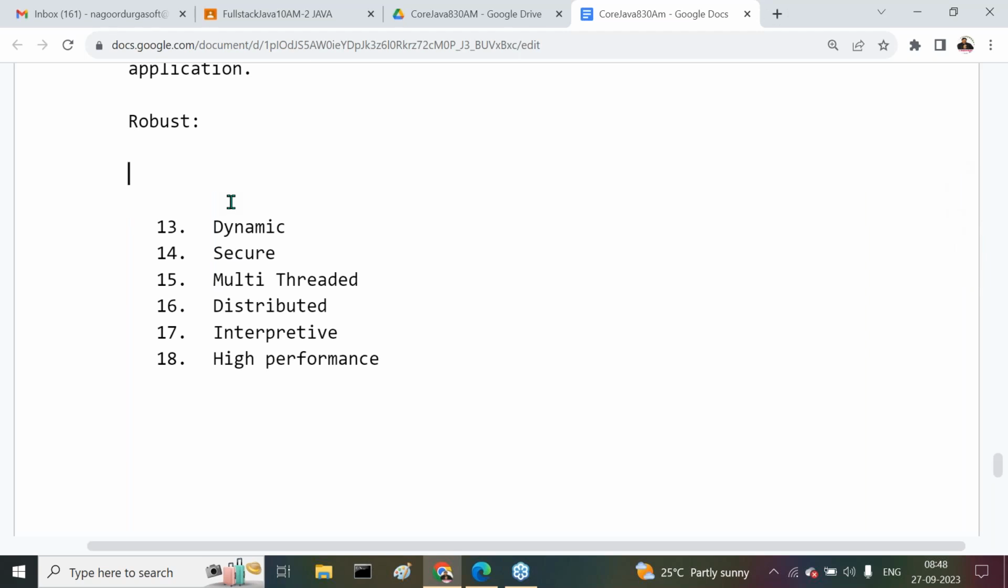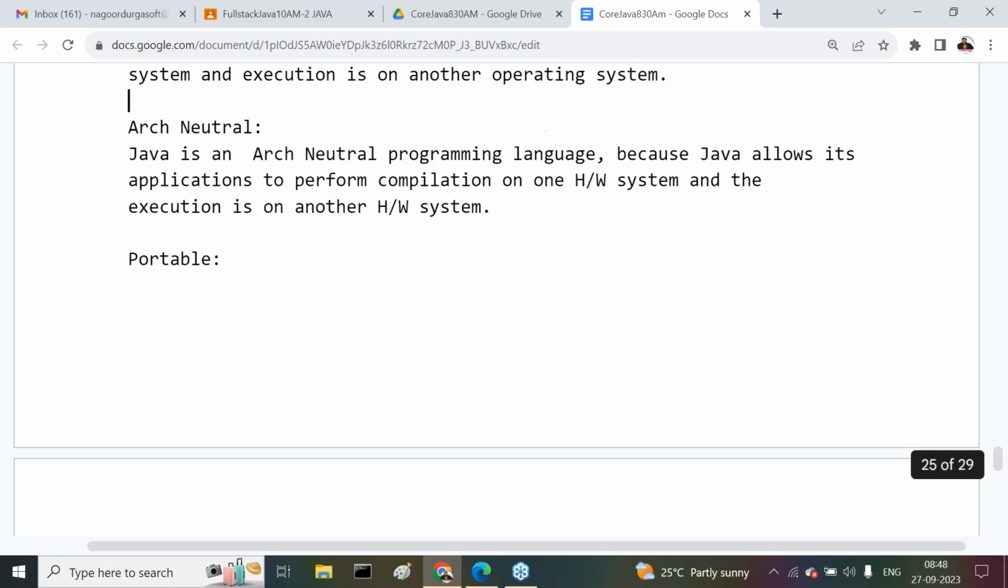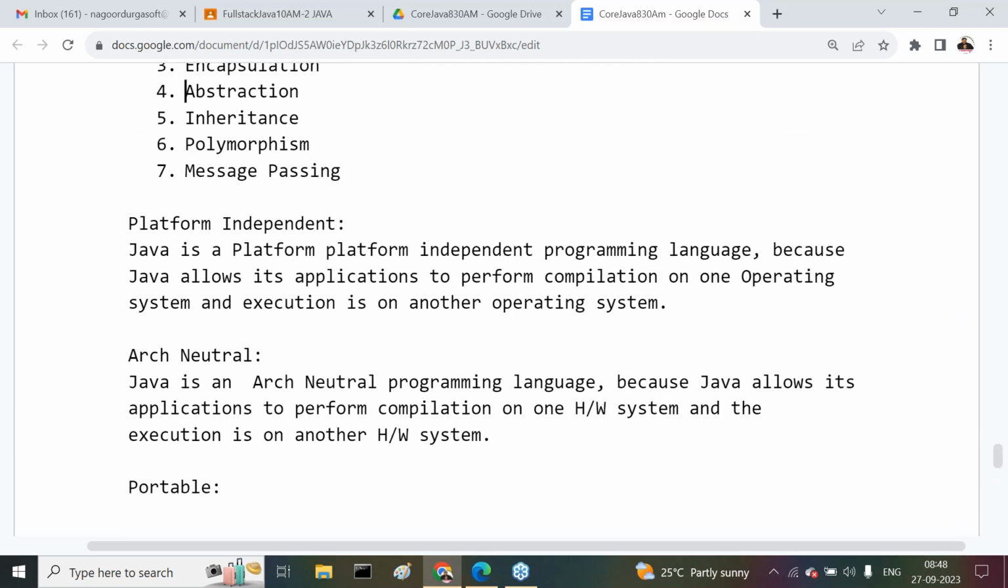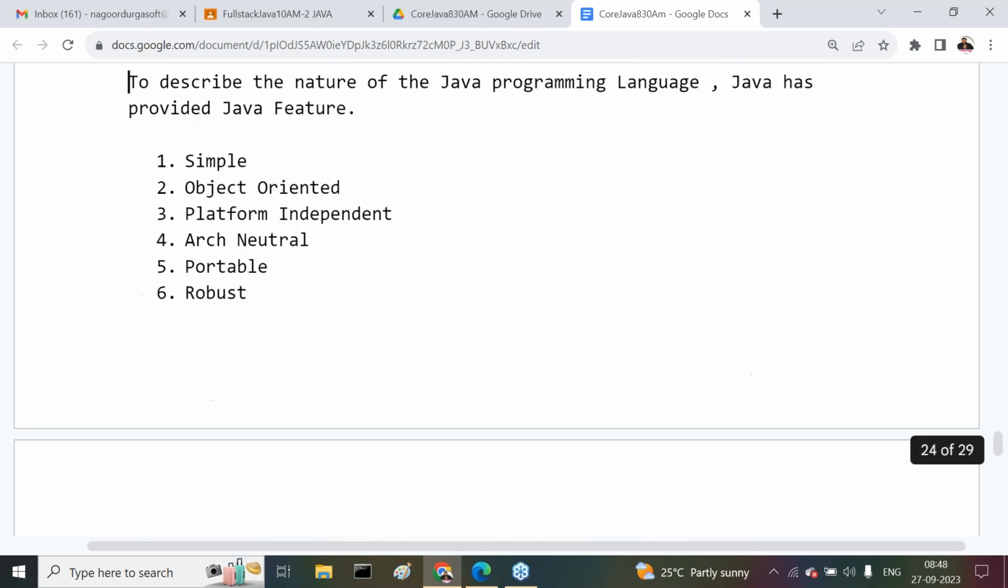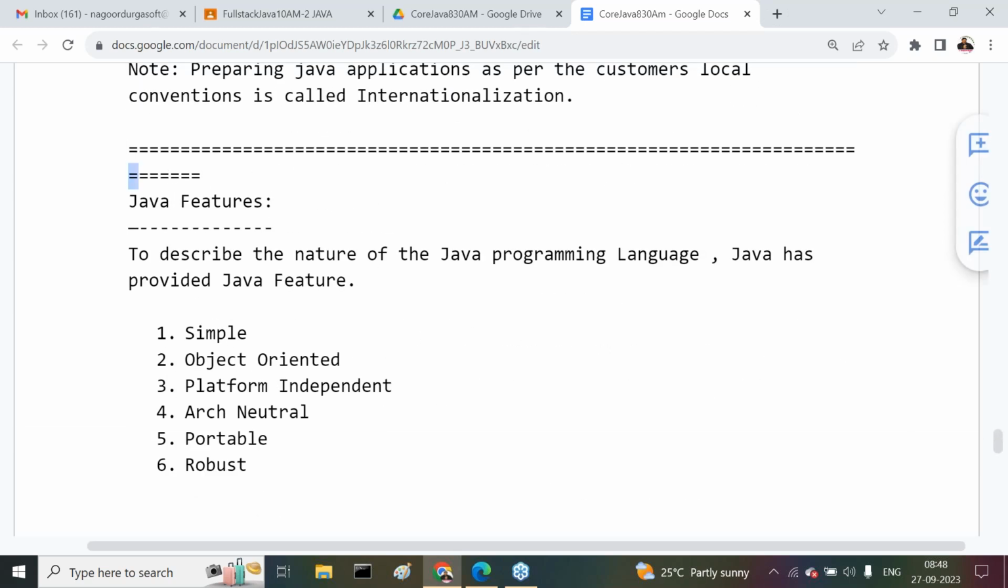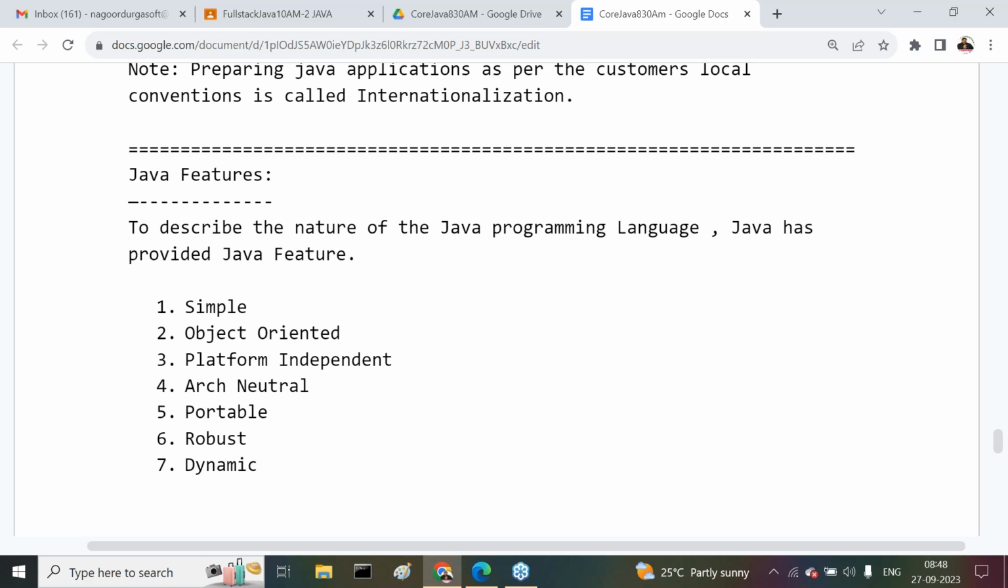Right now, we are discussing Java features. Java features is the topic here. What exactly is the meaning of Java features? What are we understanding about these Java features?